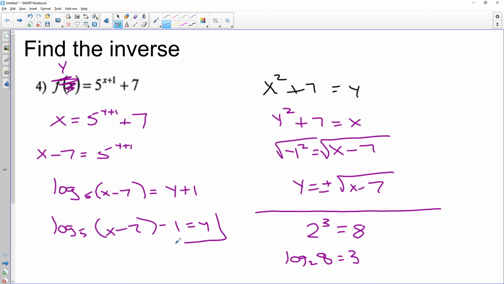Okay, so if I were to ask you what is the inverse of 5 to the x plus 1 plus 7, it would be this thing. Essentially, if you were to take any answer that popped out of this thing and plug it into this log expression, you'd get back to where you started. The x that you plugged in initially would come back out at the end. Okay, so that's inverses. And again, there's a lot of variation on this.